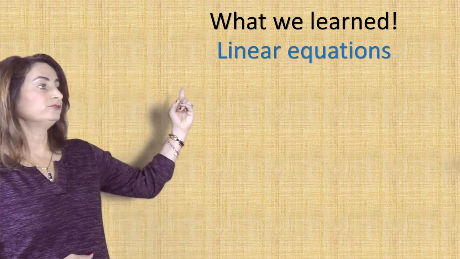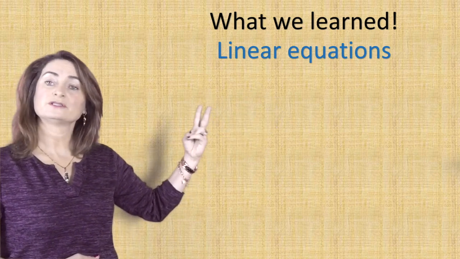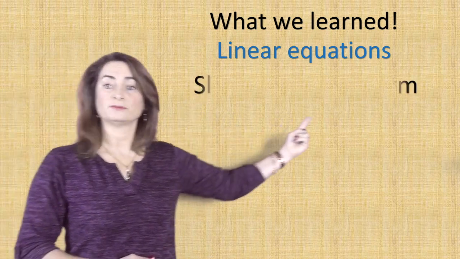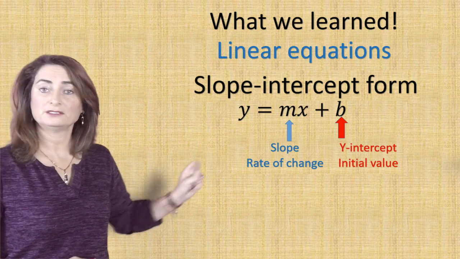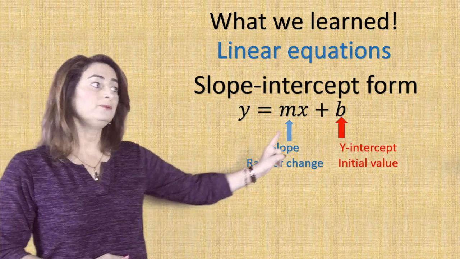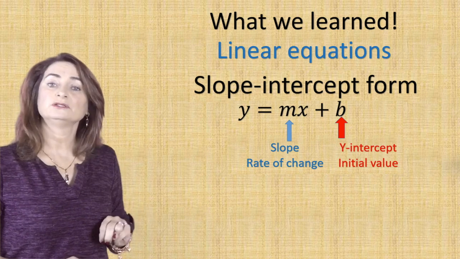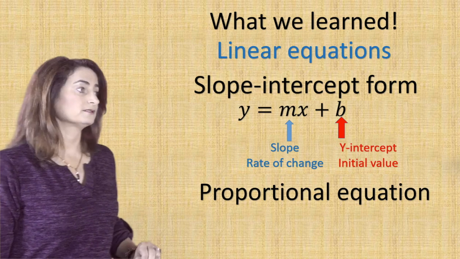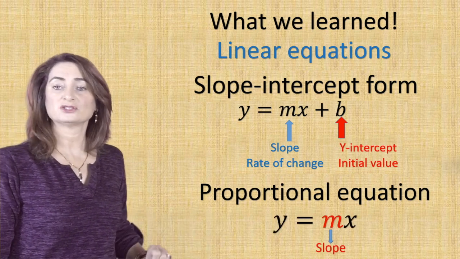What we learned before about linear equations is that we have two forms. The first one is the slope-intercept form, which is y equals mx plus b, where m is the slope or the rate of change, and b is the y-intercept or the initial value. The second form we learned about linear equations is proportional equations, y equals mx, where m is the slope.